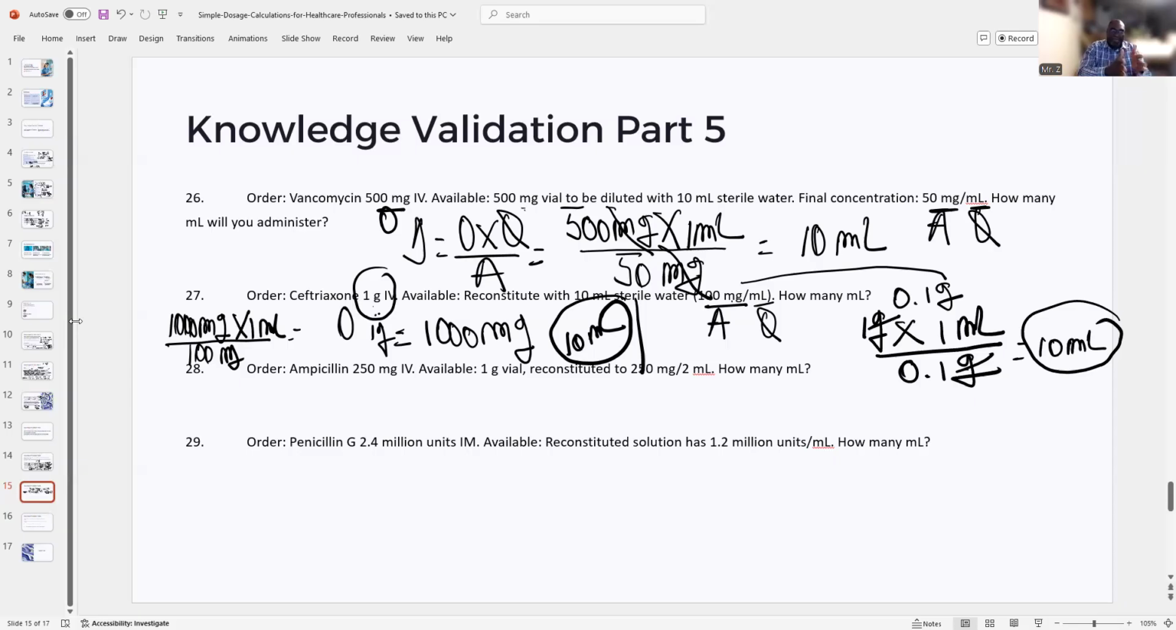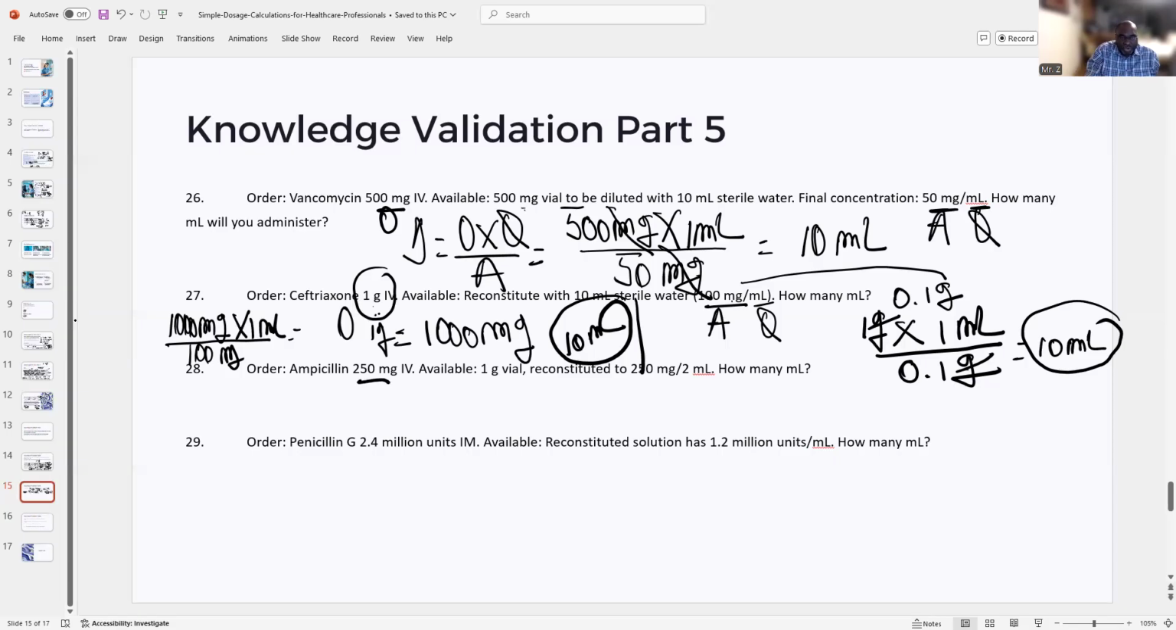So please understand, you figure out which way you want to keep your unit. Like here, we got grams and milligrams, you can either convert your order to match the available or convert your available to match the gram. Regardless of which way you do it, you have to remember how to properly convert something from one unit to the other one. Let's look at number 28.